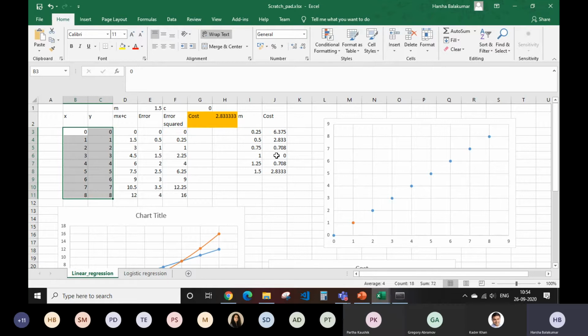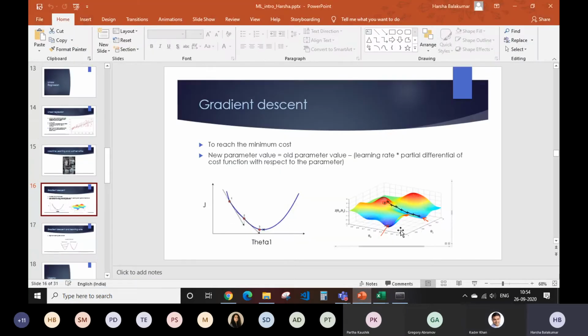The error value need not reach 0 always. If you look at the slide here, it might reach a local minima, or it might reach a global minima. There could be local minimas like this, but it tries to reach the global minima, which is the lowest possible cost value. It need not be 0. How do you calculate the next value of your theta? That is where the gradient descent comes in.